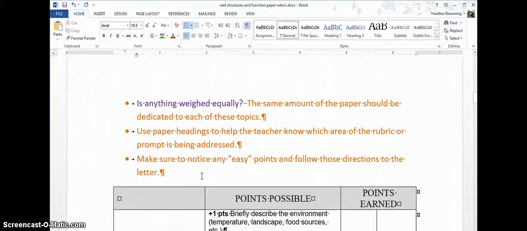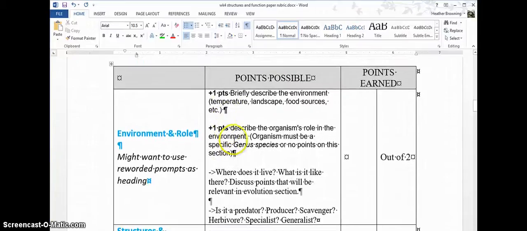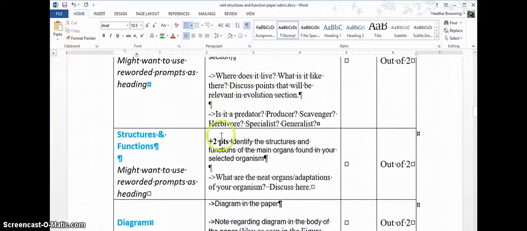Is anything weighed equally? Use headings. Try to make any easy points. Easy points would be including that diagram and mentioning the bad boy. So here we go. We tell you some, like, is it a predator? Is it a... I guess I should read it.